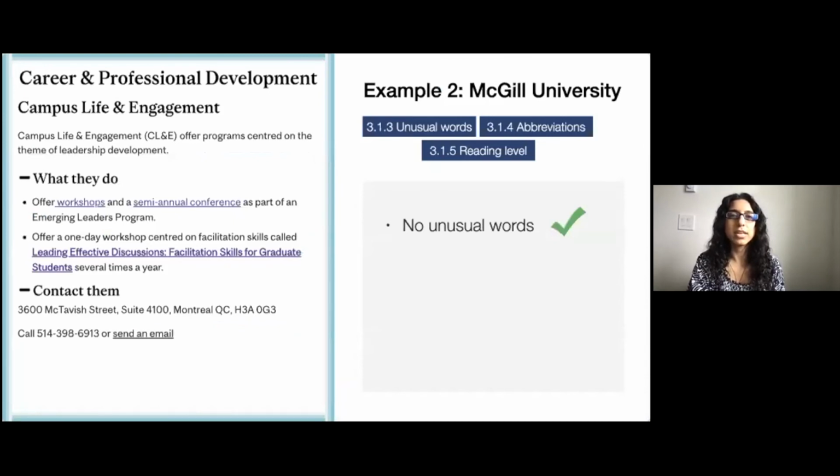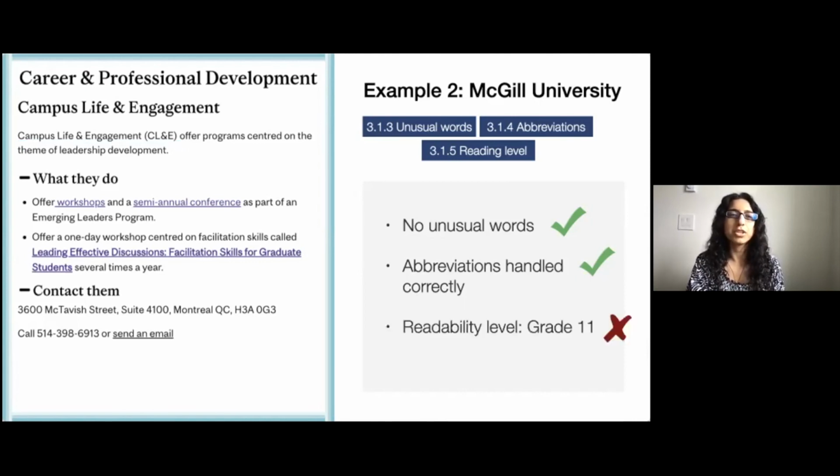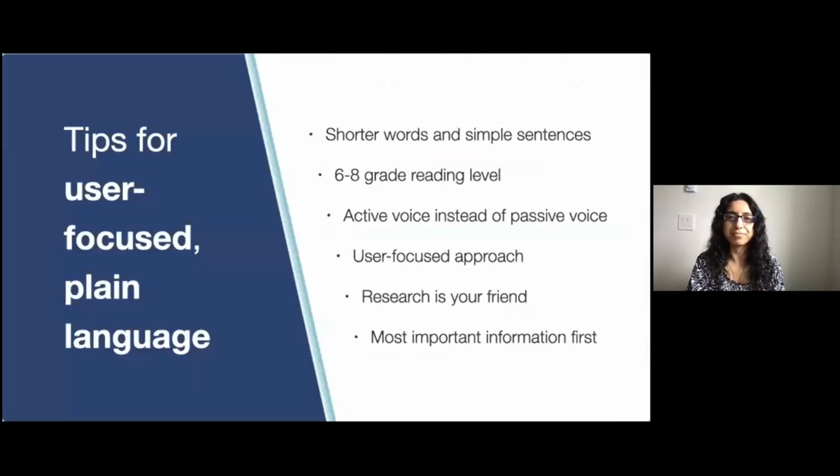So now let's take a look at these last three standards here. We need to define any unusual words. There aren't really any unusual words in this section, so we're good with that. There is one abbreviation here, but you can see that they've actually handled it correctly. They've provided the whole longer version first, and then they've indicated the abbreviated version in brackets for their first use. So that's exactly what they should be doing. But we do need to work on the reading level here.